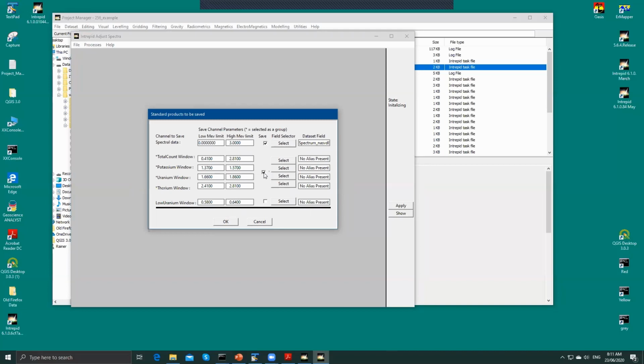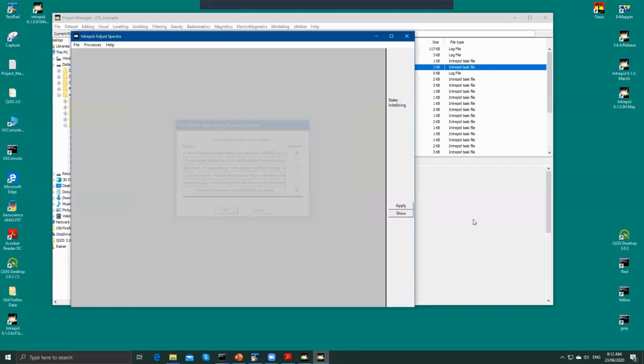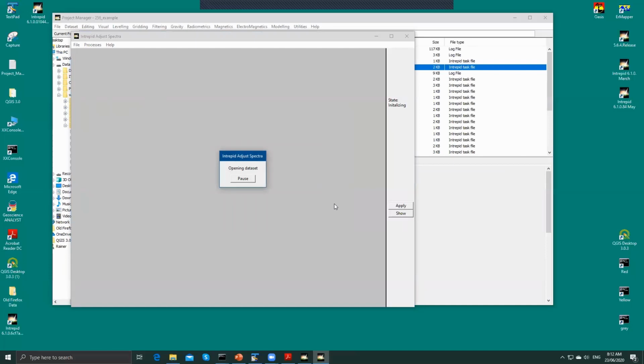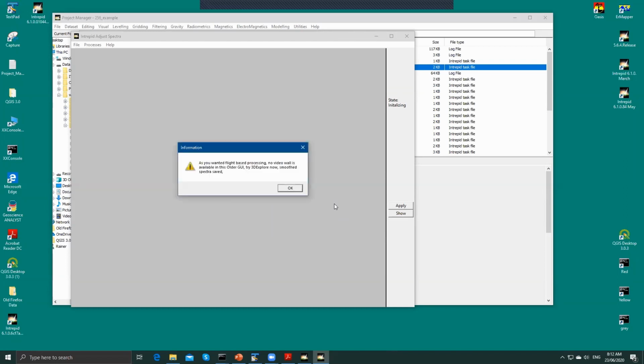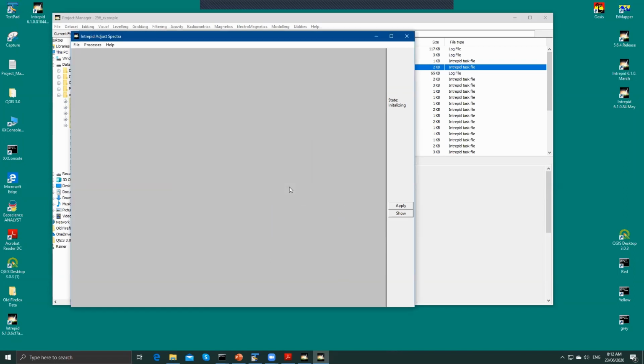You can select that, and we deselect all those windows, because we don't want any standard window counts out. You could select the window, the total count, the potassium, uranium, thorium window, and the low uranium window as an output, and you obviously have to give it a name. We don't want to do that because it's before energy calibration. We just want to smooth the spectrum. So basically that is done, it's all okay, and we can press the apply button. It's a small data set, so it's okay.